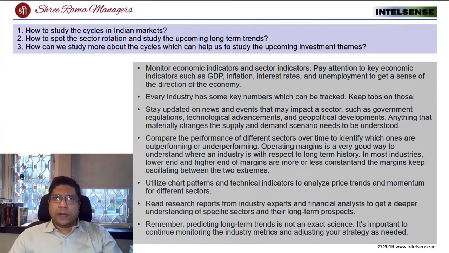The first thing is, whenever you're talking about cycles, we're talking about macro, the broader theme. So you need to track the larger, broader economic indicators, sector indicators. What is happening with the overall country? If you're, for example, tracking steel, what is happening with the steel sector in India and abroad? What's happening with steel prices? Who is the biggest producer? Who are the larger consumers? And so on and so forth.